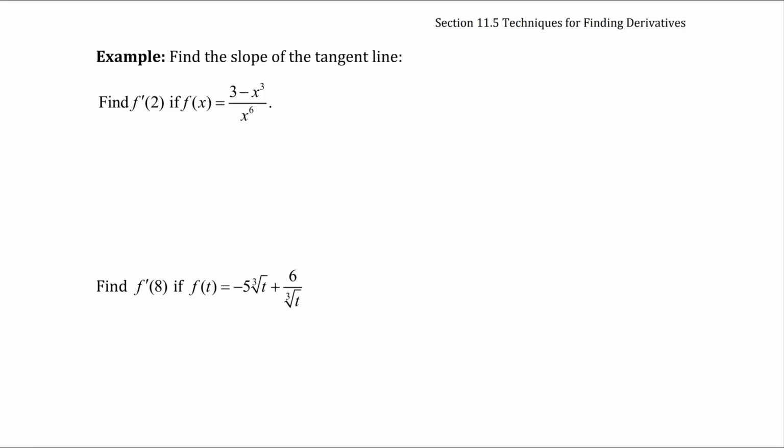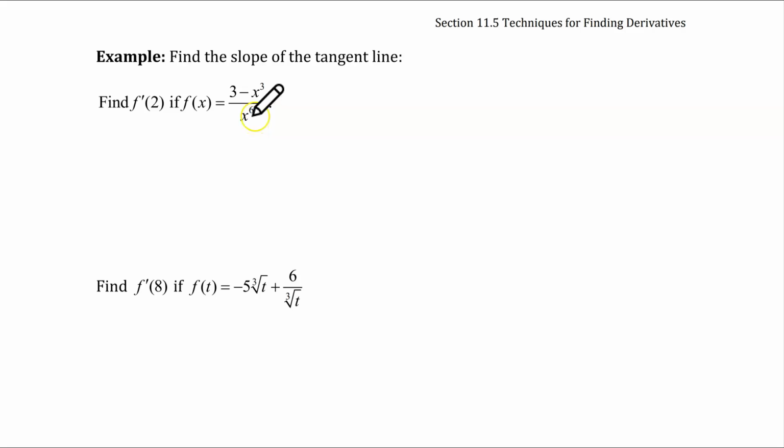Next, let's find the slope of the tangent line at the given points, which is also the same as finding the derivative at a particular value of x. So find f prime at x equals 2 if f of x is equal to (3 minus x cubed) over x to the 6. Now to differentiate this, since we don't have any other formula, we just hope to use the power rule and the constant multiple rule.